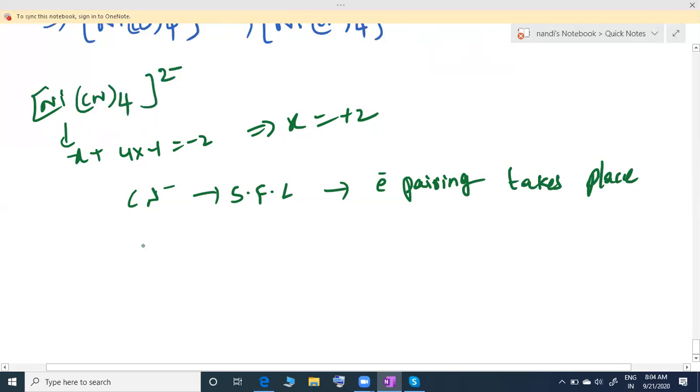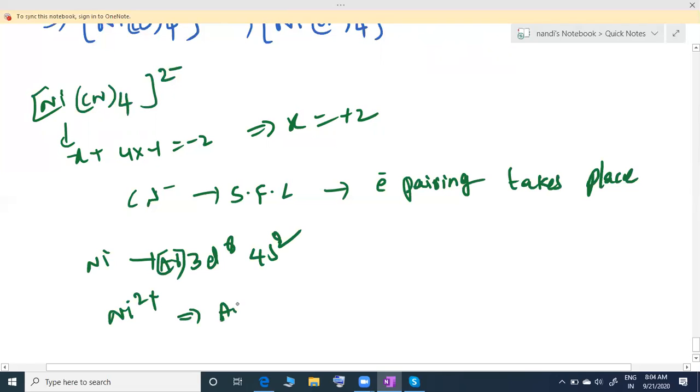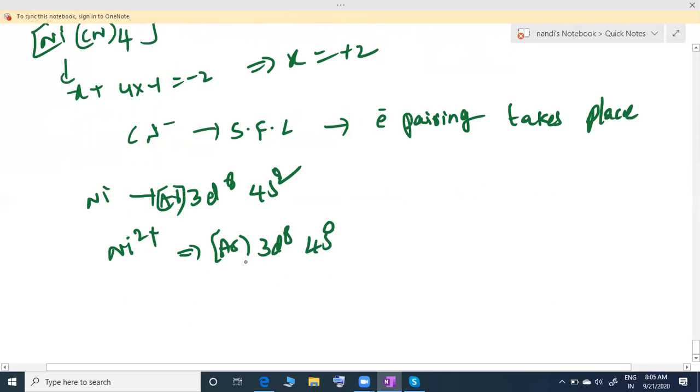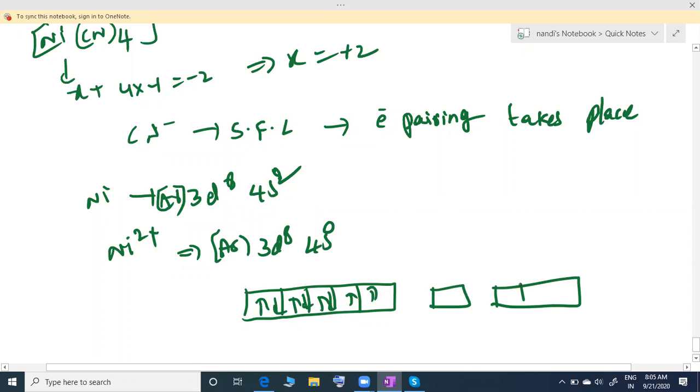Now we can write here nickel's electronic configuration: argon 3d8 4s2. For Ni2+ it is argon 3d8. Now you can take the d orbitals. You write 8 electrons: first fill one electron per box, then followed by pairing. This is 4s, 4p.